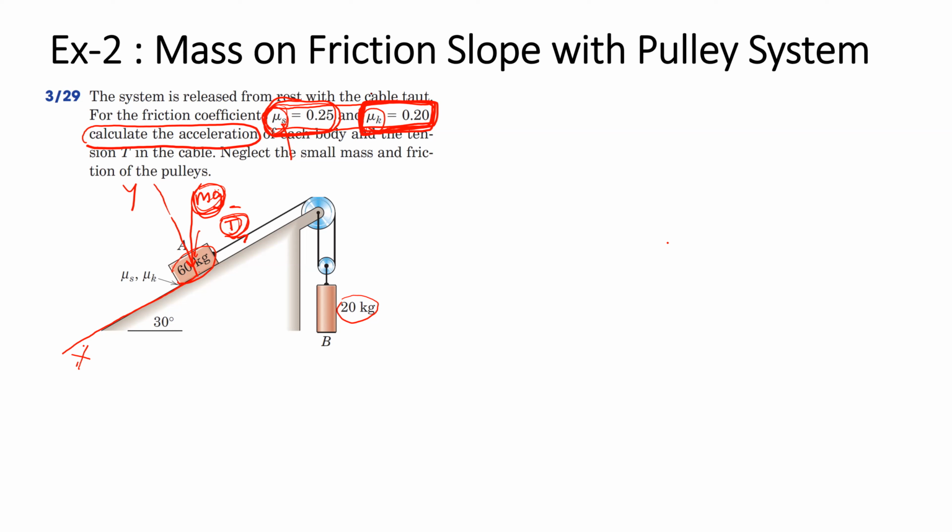So the problem provides two values of the friction coefficient. We need to check the static friction first to indicate whether the system is moving or not. If it moves, to obtain the value of the acceleration, we need to use the kinetic friction coefficient in our calculation.